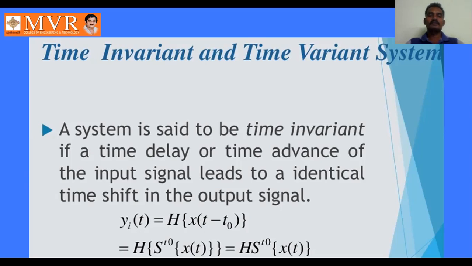So it is represented like this: y of t is equal to h of x of t minus t naught, or it is equal to h into x of t, or hs t naught into x of t. Whichever way, we can express it as h into x of t, or hs t naught into x of t.